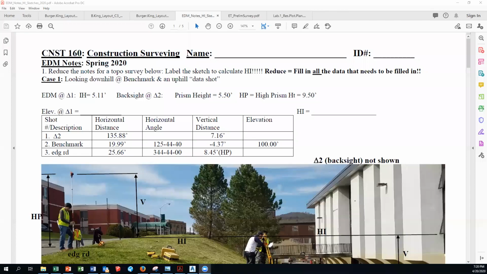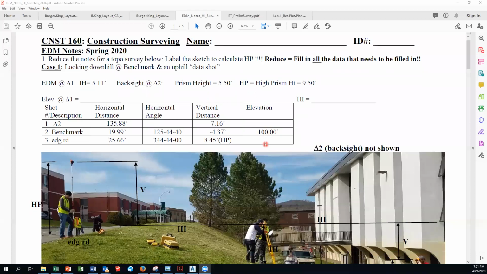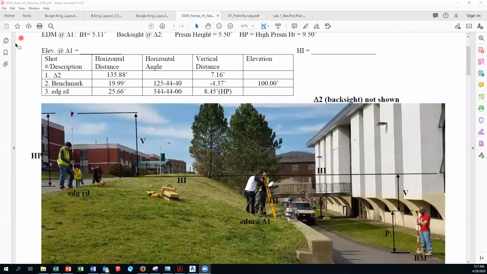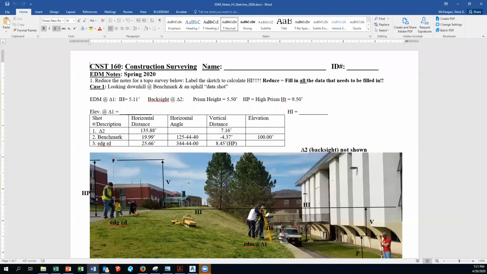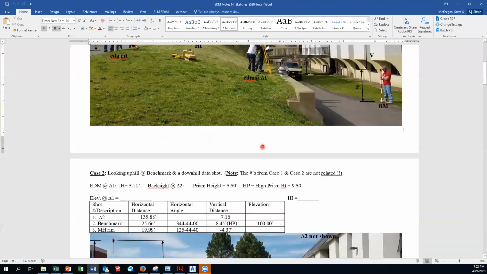Okay, so this is the EDM geometry that we were talking about last week. I'm going to stop recording again. Okay, so here are the examples that we went over last week.